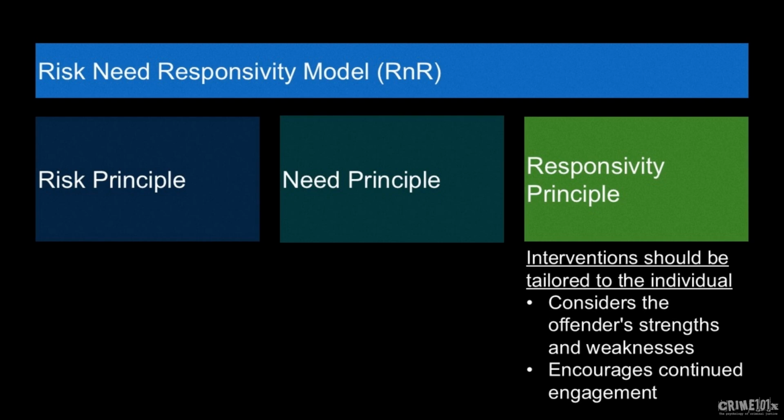This involves tailoring the delivery of the program to the individual's cognitive abilities, motivation, and cultural background. Interventions may also be more effective when they acknowledge and build on existing protective factors, such as strong family support, pro-social goals, or a personal commitment to change.